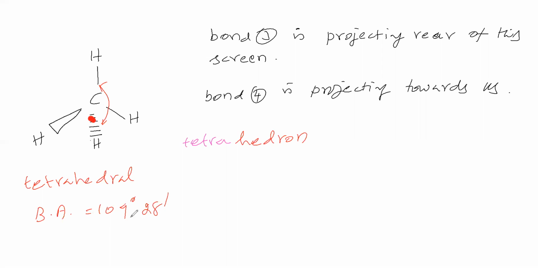Bond angle 109 degree 28 minutes. We can say the shape is tetrahedral. Bond angle, we can say, 109 degree 28 minutes. Okay. Next we will see.